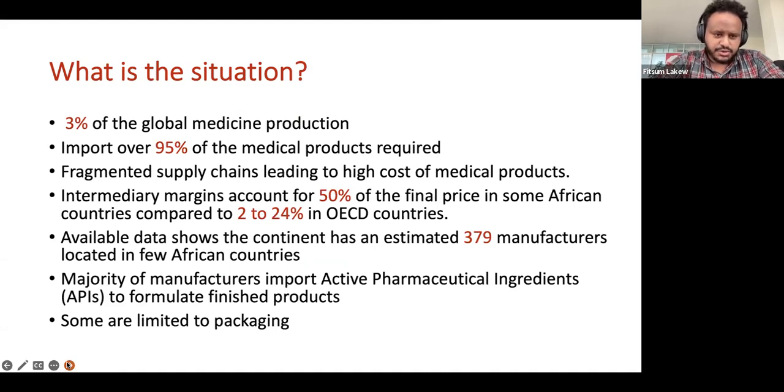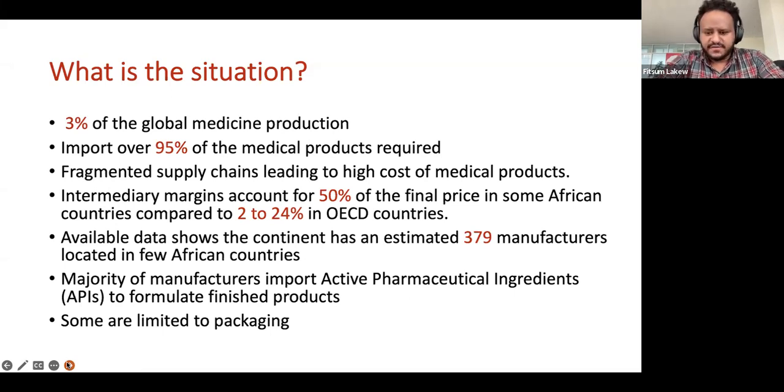Africa only contributes 3% of global medicine production as we speak. Africa imports around 95% of the required medical products. We have a very fragmented supply chain, leading to high costs of medical products. Intermediary margins account for around 50%, and for some African countries it might even go higher, compared to between 2 and 24% of intermediary margins in OECD countries.